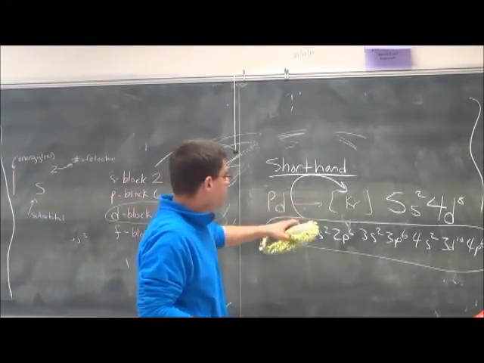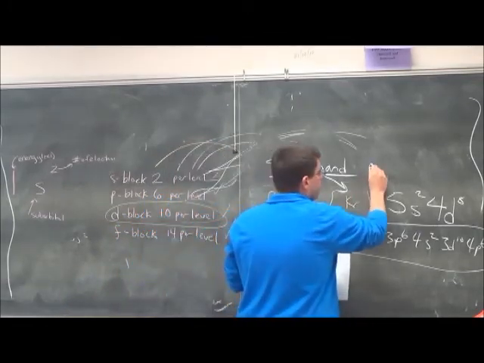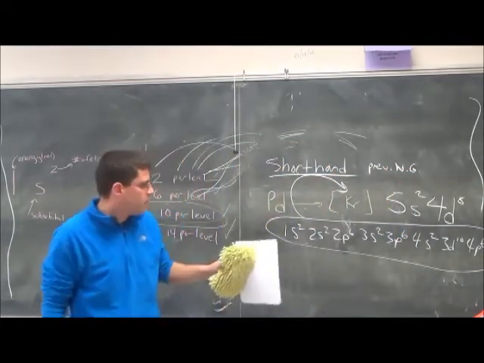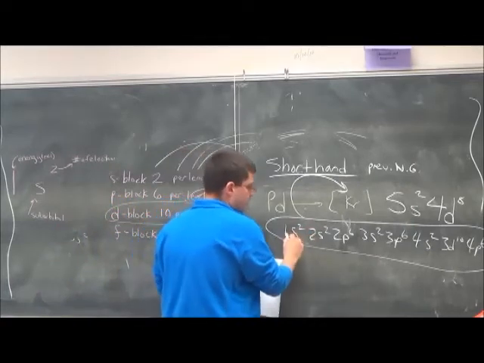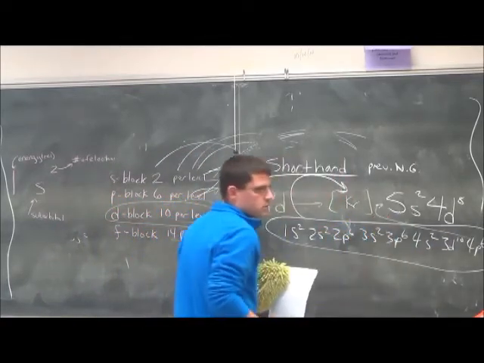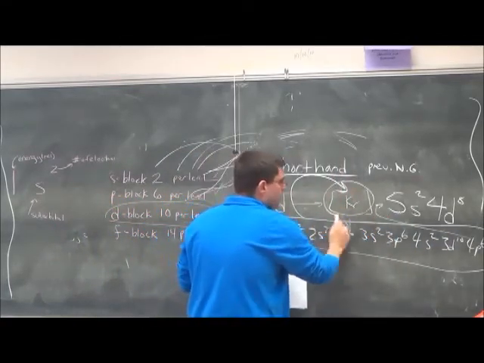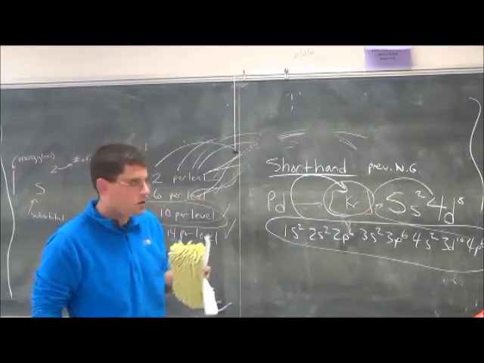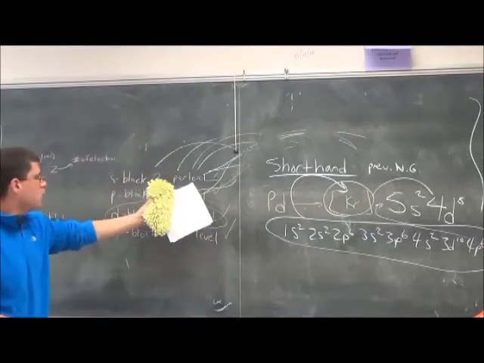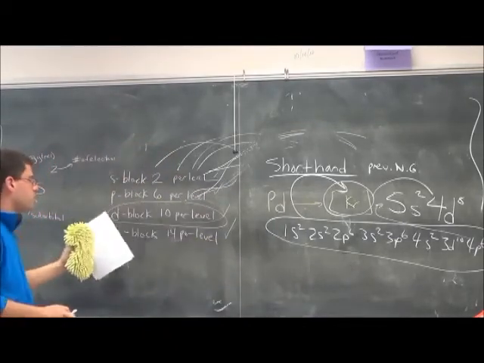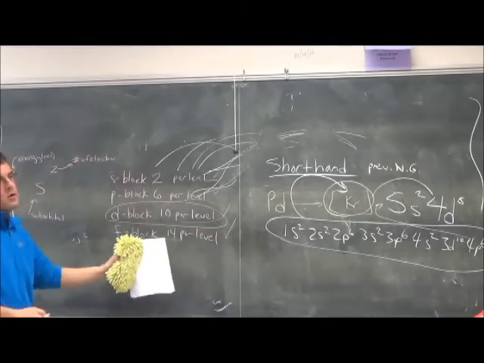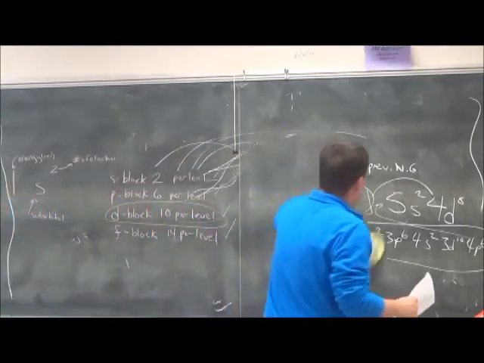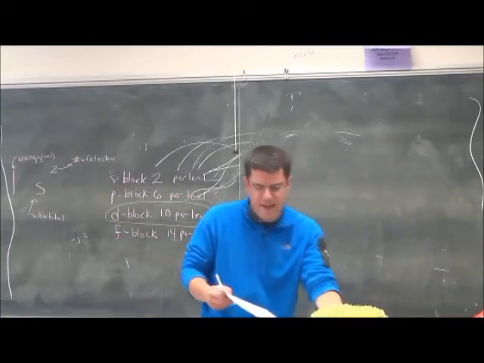That's the shorthand way. So again, take the previous noble gas, bracket it, and continue from there. The longhand way would be this, and then that. The shorthand way, go to the previous noble gas and continue from that. Okay, so you see that difference there. And again, s block holds up to 2, p block holds up to 6, d block holds up to 10, f block, oh my gosh, holds up to 14. We'll get to that. Okay? Here's your shorthand way. And then last but not least, ions.